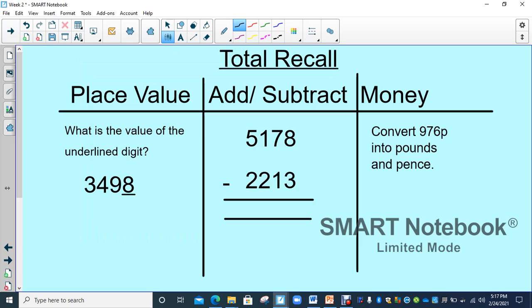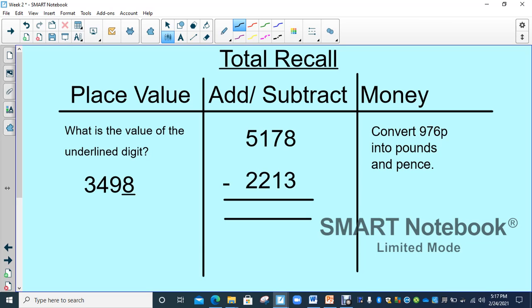So we have place value. What is the value of the underlined digit? Now, the underlined digit is in the ones column. It's a number 8. So the value of the underlined digit is 8 ones. And the number is 3,498.